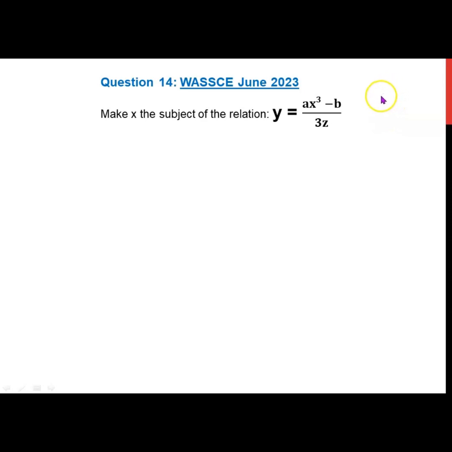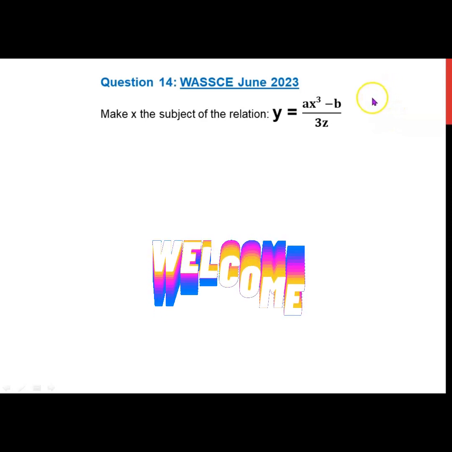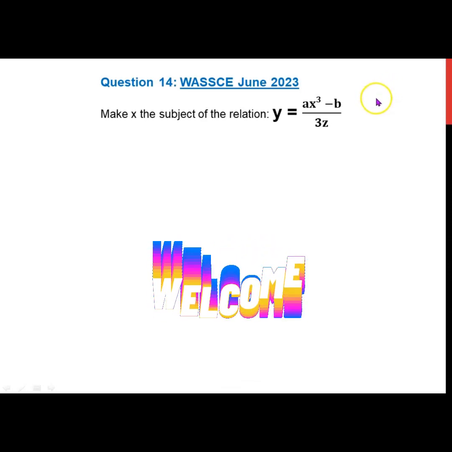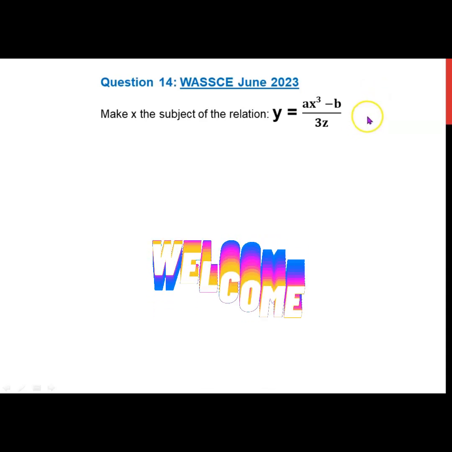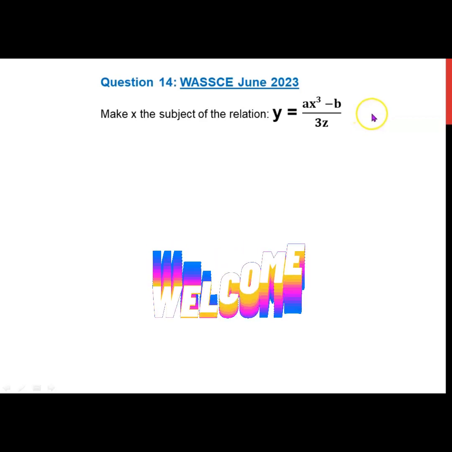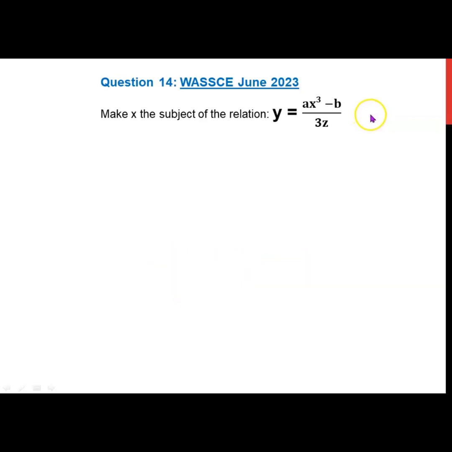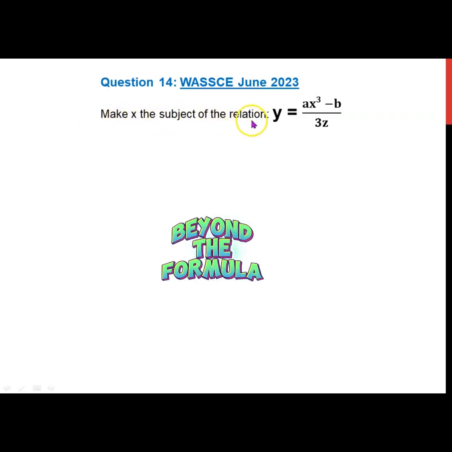Here are past questions of 2023. Now, how can we solve this question? Let's solve it together. We have question 14, June 2023, past question. The question says make X the subject of the relation.